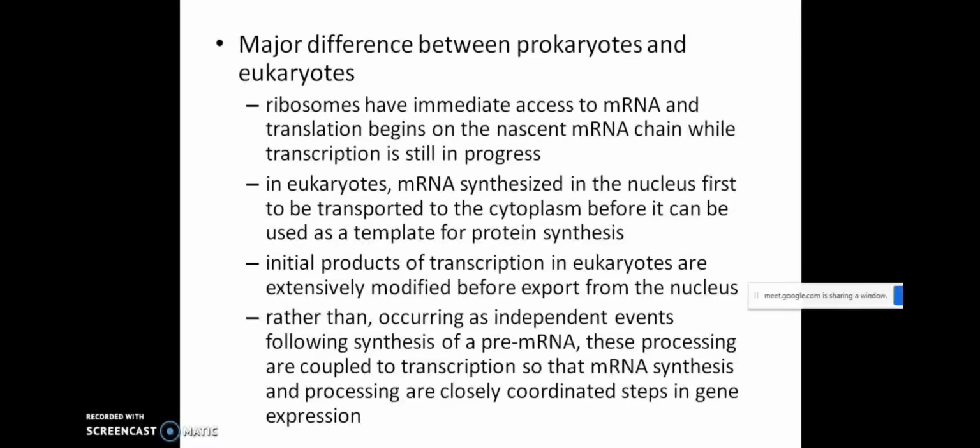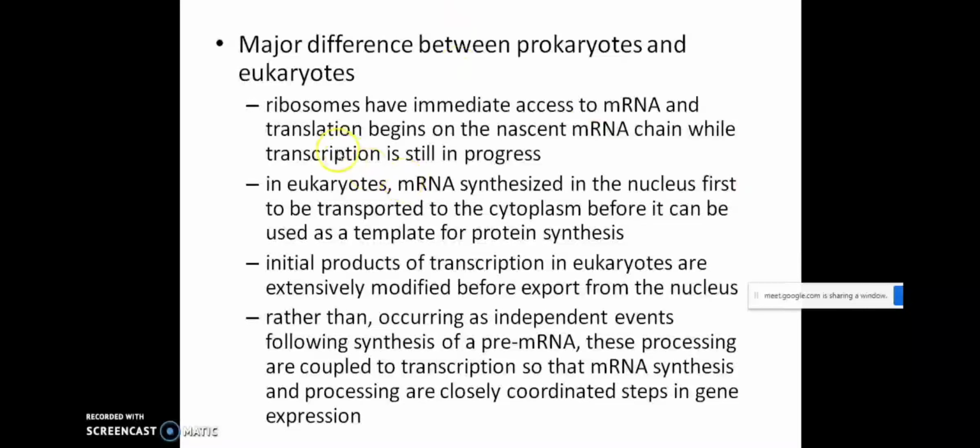In case of prokaryotes, ribosomes have immediate access to mRNA and translation begins on the nascent mRNA chain while transcription is still in progress. That is why I told that in case of a prokaryotic cell, both transcription and translation take place simultaneously. Once a few bases, around 10 to 12, 20 ribonucleotides, are formed, immediately translation of the RNA would also take place.